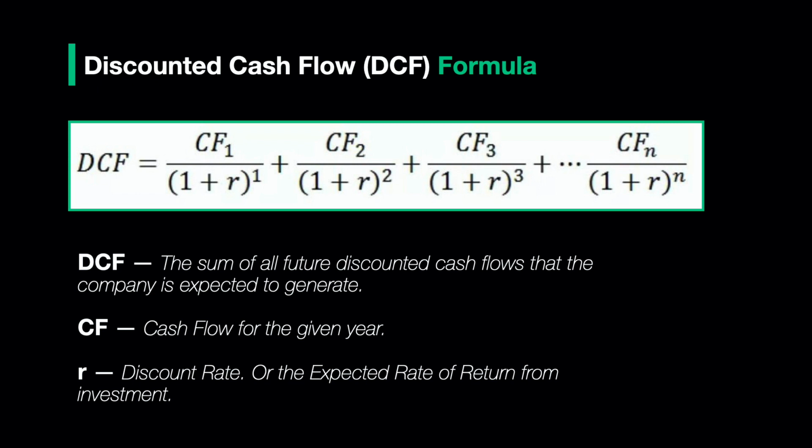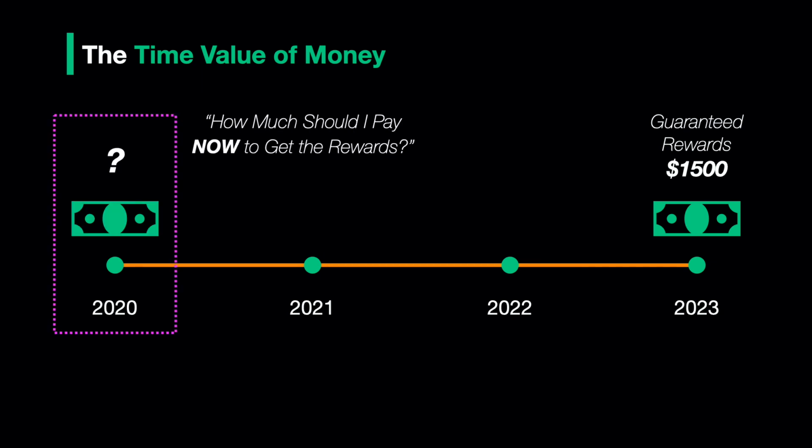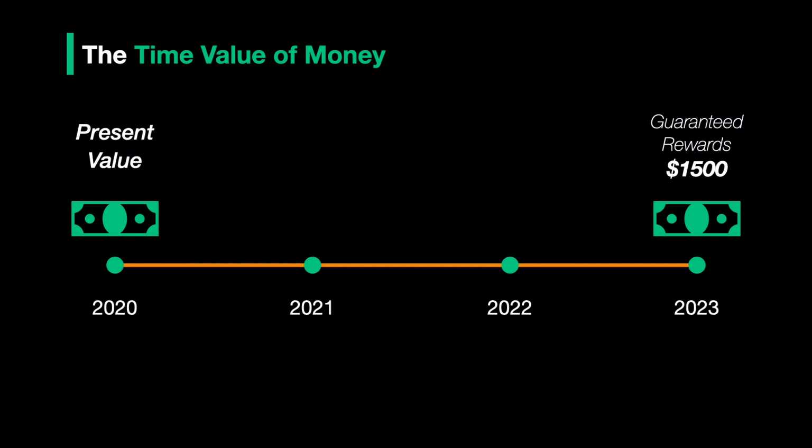To understand the discounted cash flow, the first concept that we need to understand is the time value of money. $1 today is always worth more than $1 tomorrow. For example, if you have a friend offering you a small guaranteed reward of $1,500 in 3 years' time and asking how much you are willing to pay for that reward today, to answer that question, you need to translate that $1,500 into today's value, called the present value. And the amount of present value depends on what rate of return you can compound your money to grow during that period of 3 years.